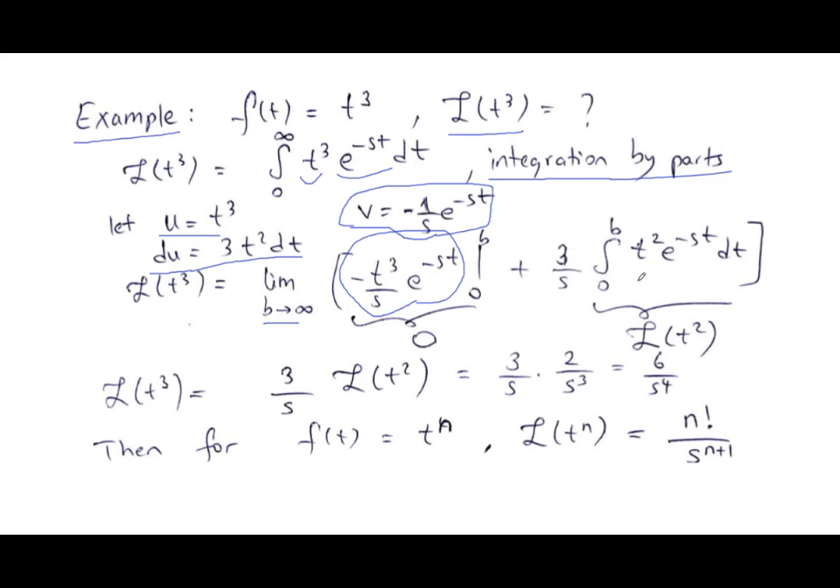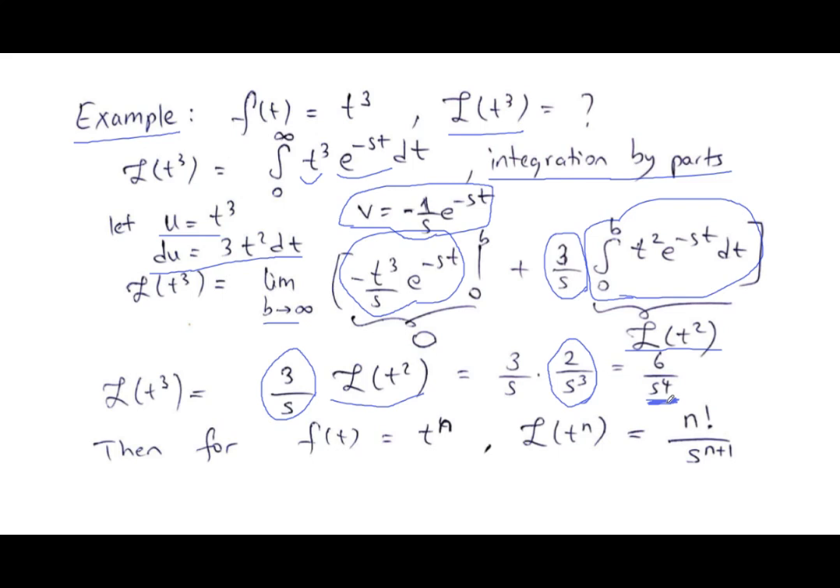And then on this expression, notice that this is the definition for the Laplace transform of t squared, because b goes to infinity here. So we just write this as the Laplace transform of t squared here. And we have this coefficient 3 over s, which is written here. This gives us 3 over s times, we remember that the Laplace transform of t squared is 2 over s cubed. Therefore, we obtain 6 over s to the power 4.